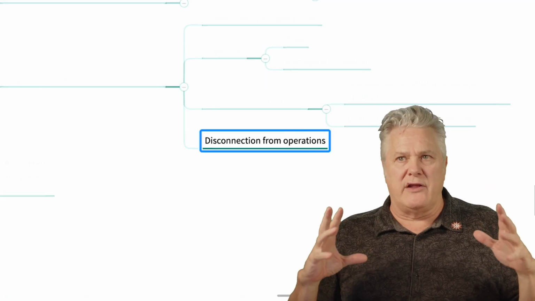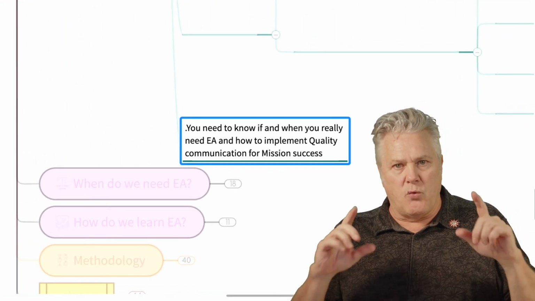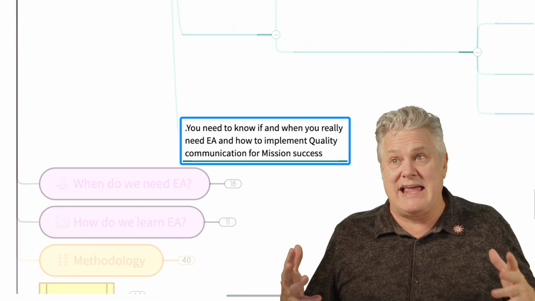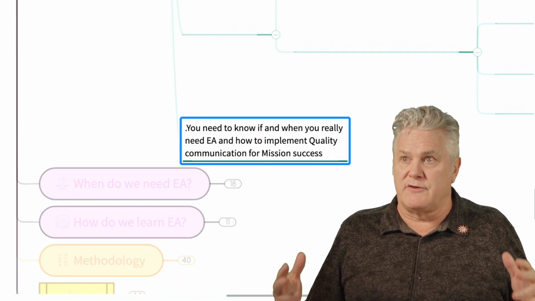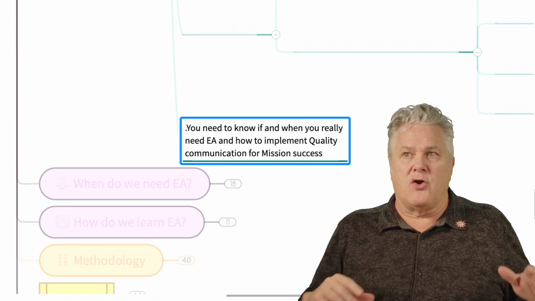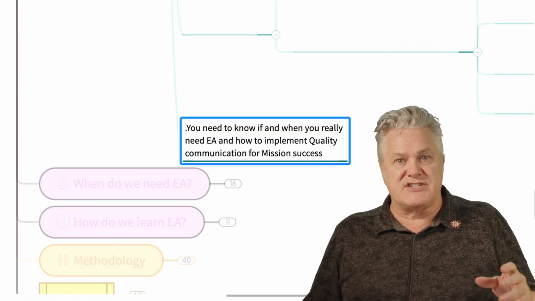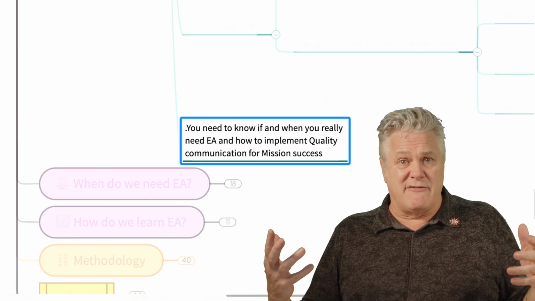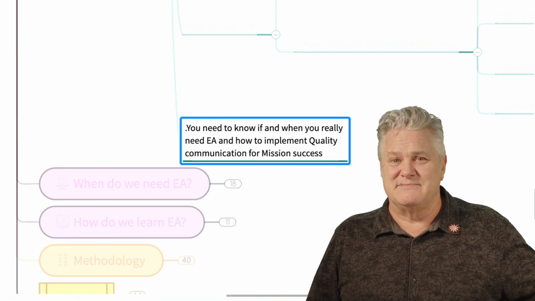We're going to look at when it's really good. Now, what you need to know is if and when you really need an EA, because you have to be pretty big for this, and how to implement quality communication for mission success could work without actually needing all of that stuff. And so that's what we're going to do.